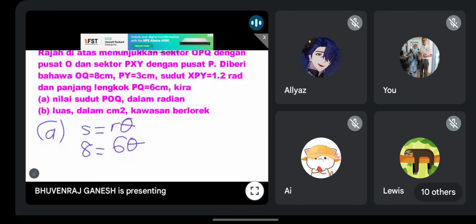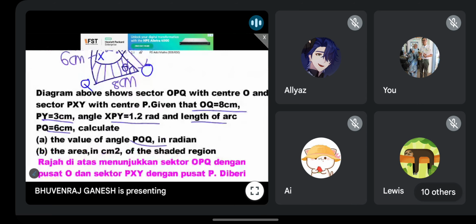I tertukar the nilai. S is 6, R is 8. Okay, so if you count and see, theta should be 0.75 radian. Okay, guys? So this is for part A. So next one, part B.